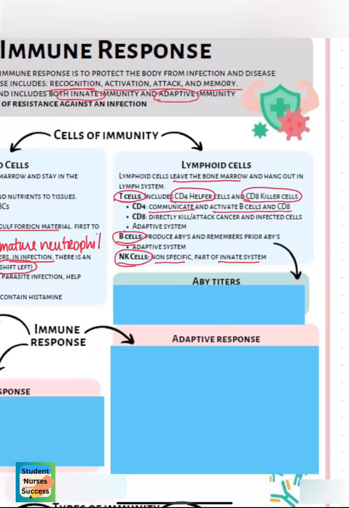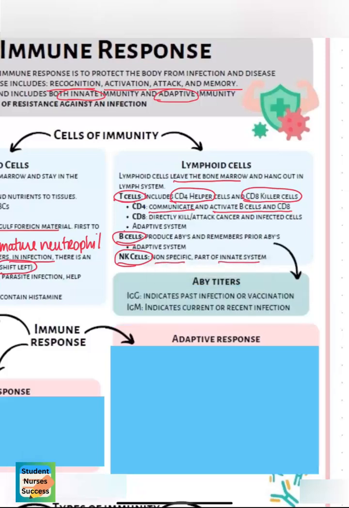Now, B cells produce antibodies and they remember prior antibodies. So once they've been exposed, they can cycle up the production of antibodies. If they have memory, meaning they were exposed to it prior, they can cycle up the reproduction of those. They're part of the adaptive immune system as well. One of the things that we can do is measure antibody titers. Antibody titers can give us an indication if someone has immunity to some type of infection.